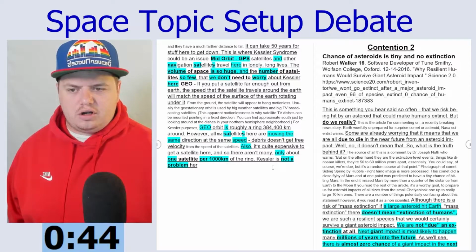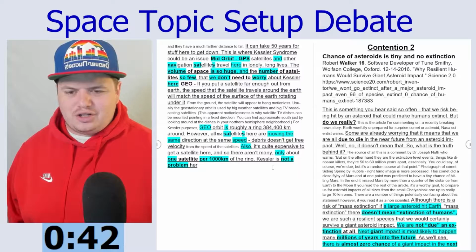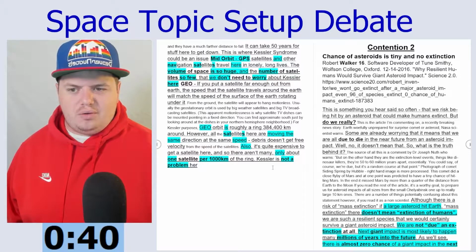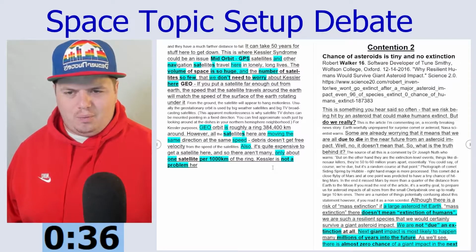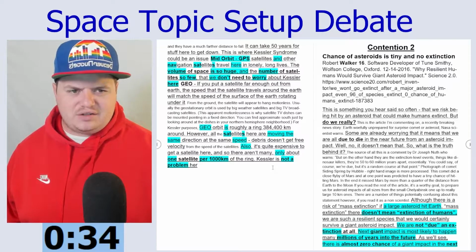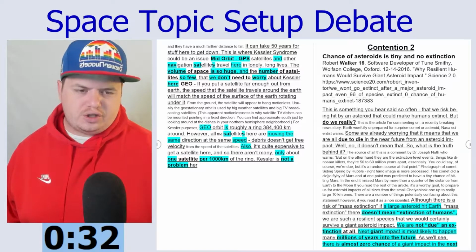Second analytical argument, there's going to be no miscalculation from space debris. There's no reason a country would use all of their nuclear weapons over one satellite being lost when they have lots of other satellites. Contention 2, asteroids.